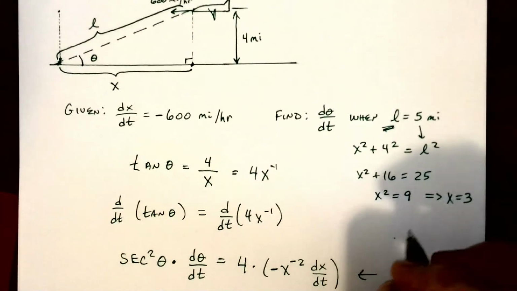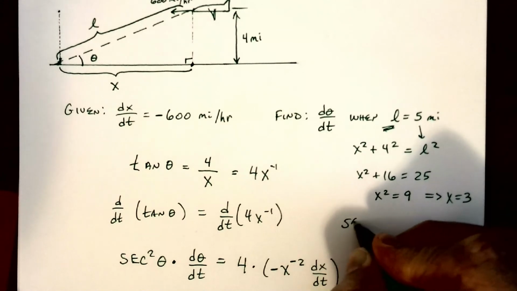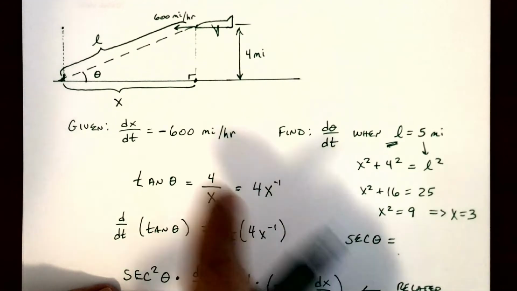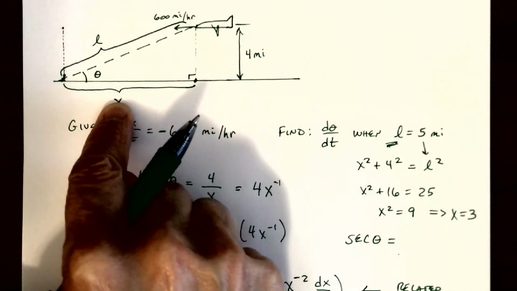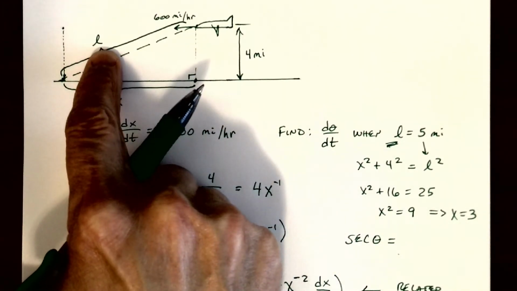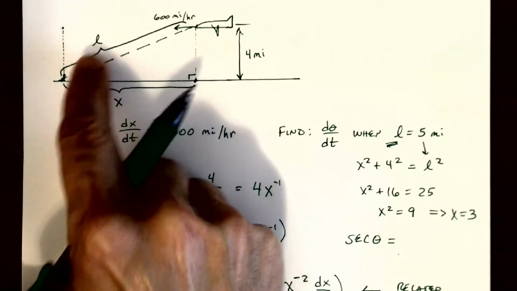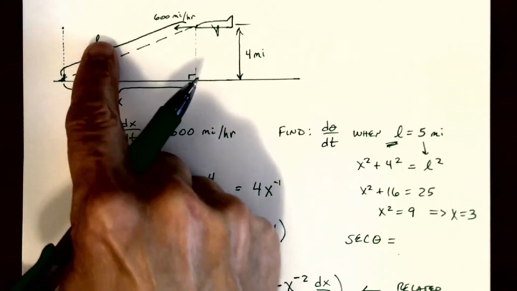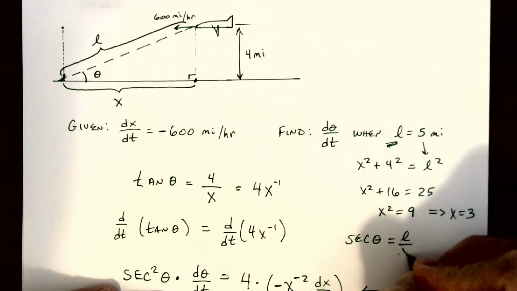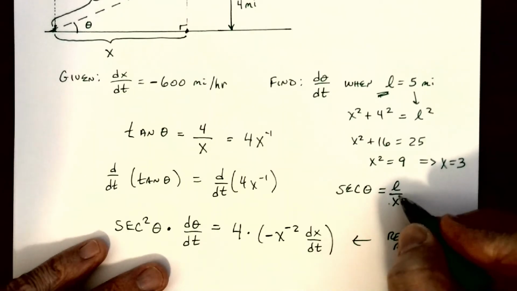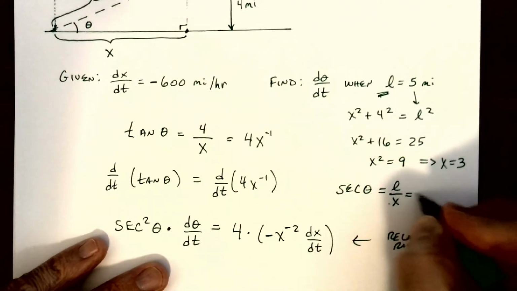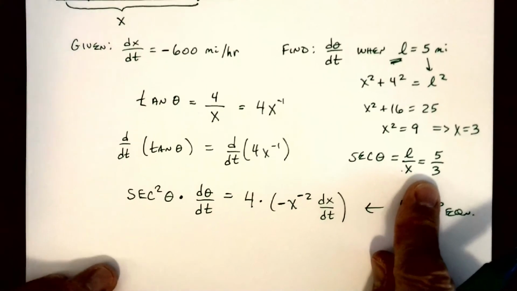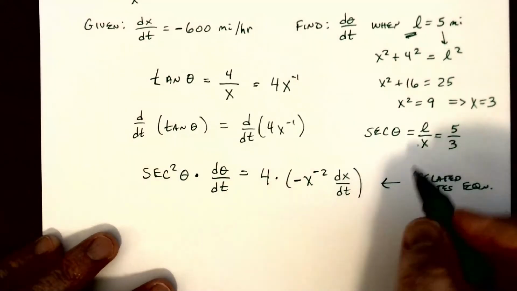What about secant theta? Do we know what secant theta is? Yeah, remember cosine of theta is the adjacent side length, which is x, over the hypotenuse L. Adjacent over hypotenuse. What's secant theta? It's the reciprocal. It's the hypotenuse over the adjacent. So secant theta is just L divided by x. But at that instant, what is L? 5. What is x? We just found it. 3. So secant theta is equal to 5/3. So I'm going to plug all this information in here.